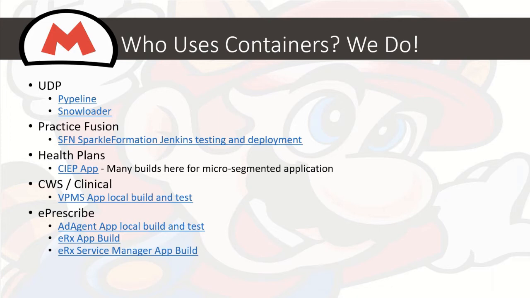So UDP, not the protocol, the team, as we like to say, uses it for the pipeline and snow loader processes. Practice Fusion uses it for at least the SFN Sparkle Formation Jenkins testing and deploy, and probably a lot more that I'm less aware of. Definitely Kong should be in this list, with Fassel and Sean building that cool stuff, and probably a lot more. Health plan team, the CIAP group, which are on here, at least Mr. Zemp is, build tons of applications that are all micro-segmented.